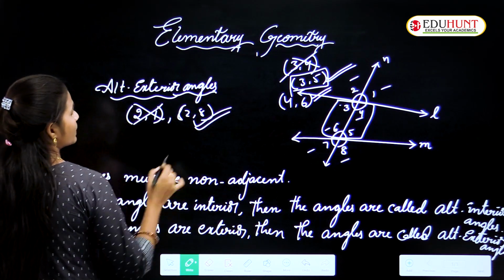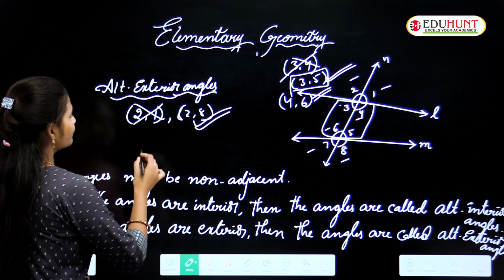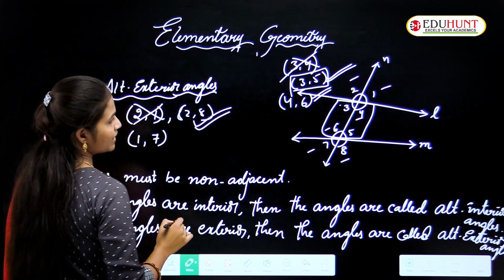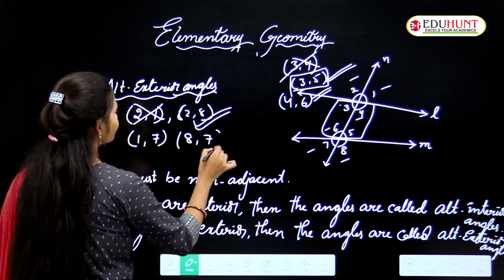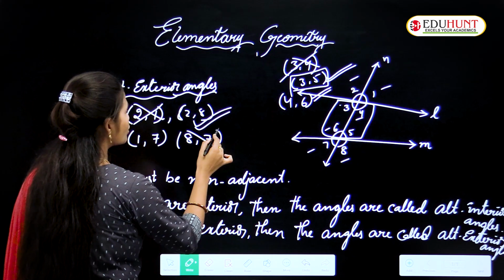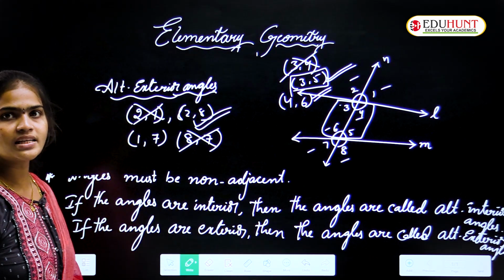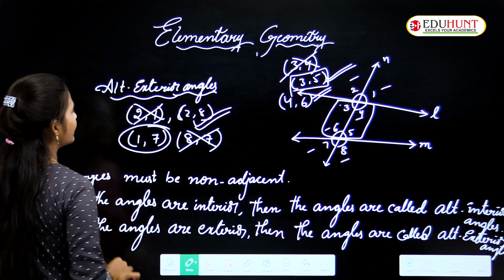Next, another one is 1 and 7. In the same way we can write 1 and 7 also. And 8 and 7 also we can write. But here 8 and 7, those two are adjacent angles. The angles must be non-adjacent, they are asking. But here those two are adjacent. So that's why 1 and 7 is another pair.